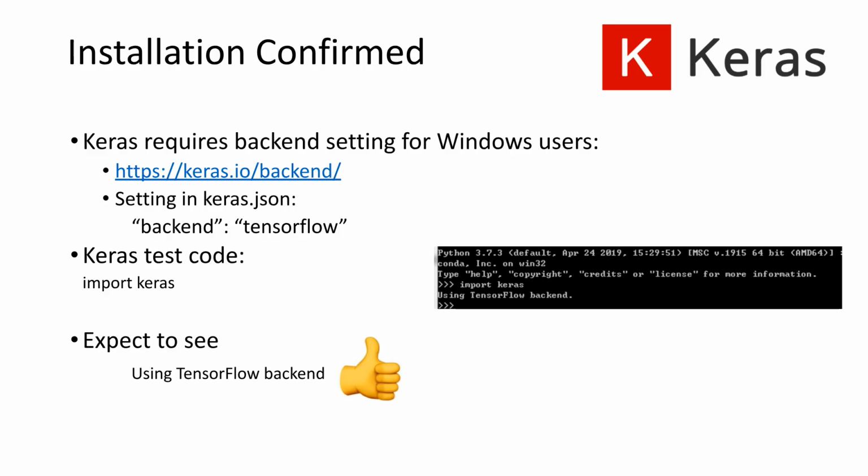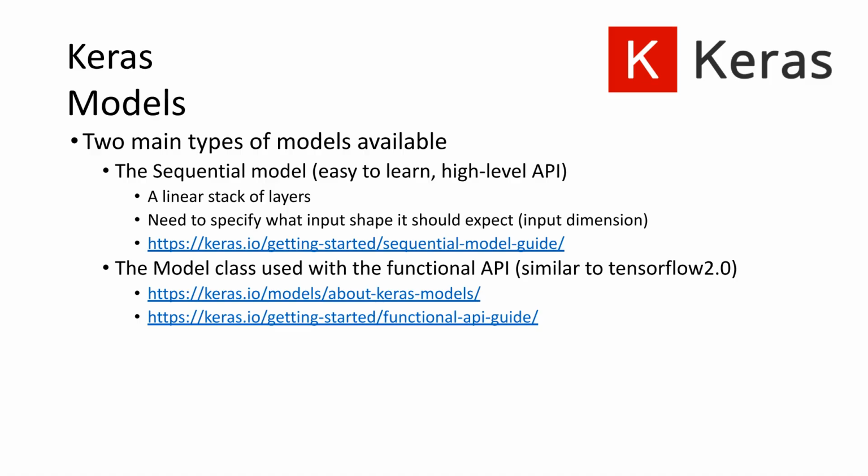For Windows users, Keras requires backend settings, which involves setting the backend to TensorFlow in the configuration file. Running the Keras test code should output using TensorFlow backend. Keras offers two main types of models: the sequential model, which is easy to learn and uses a linear stack of layers, and the model class with the functional API, which is more flexible.